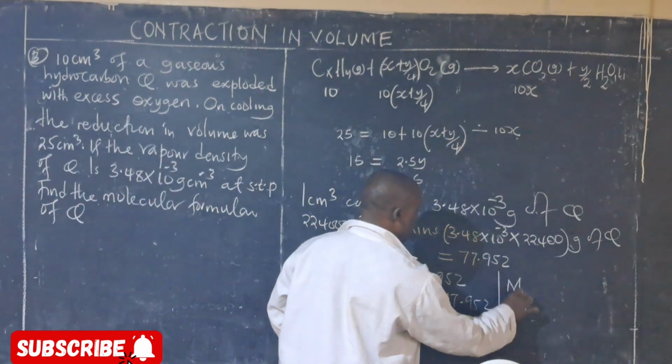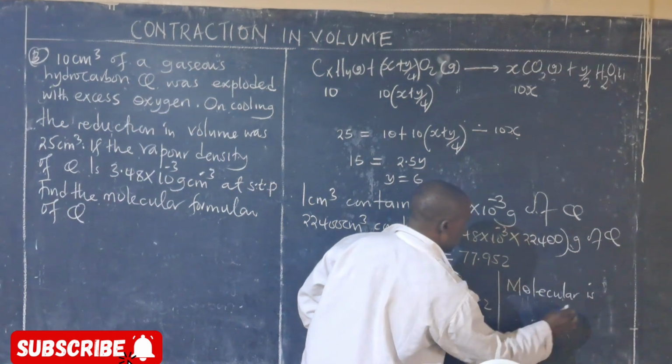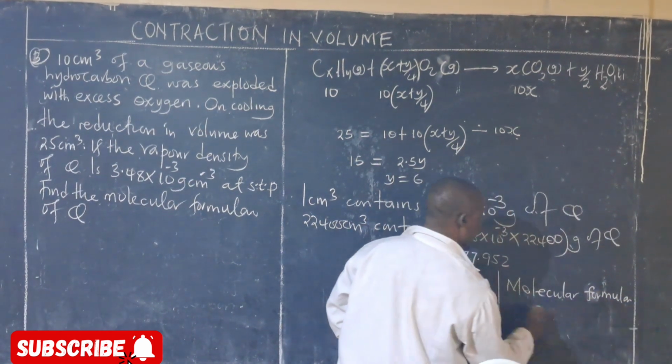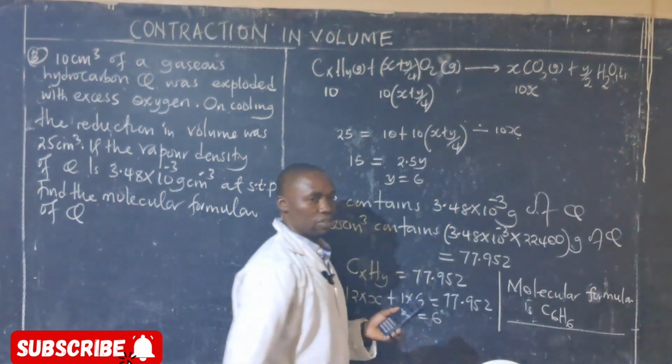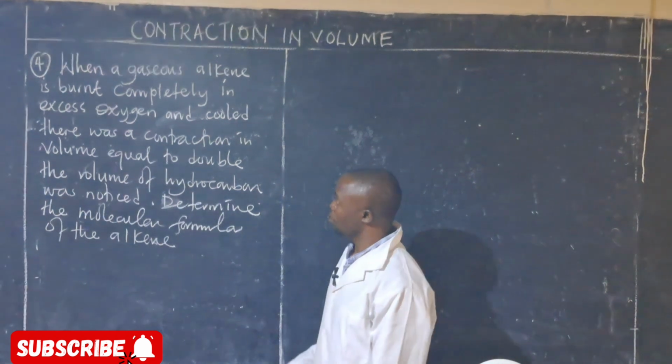So actually the molecular formula is C6H5. That's what you do. Let's look at question 4.